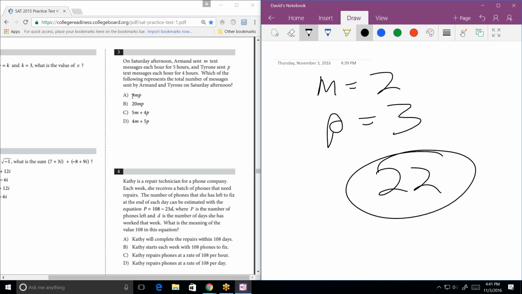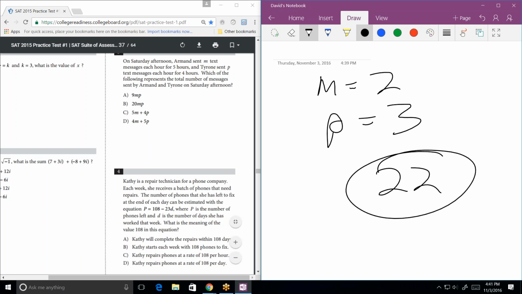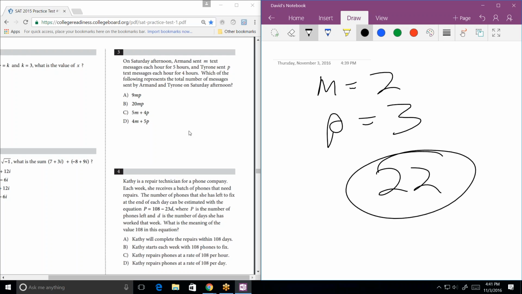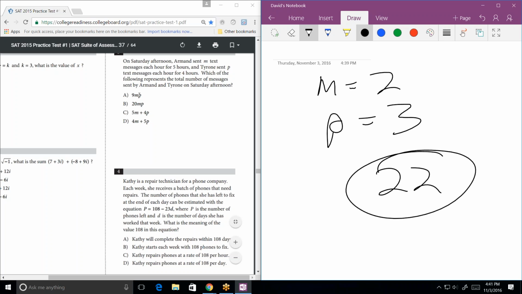Now I'm going to go through each of these four answers using an M of 2 and a P of 3 until I get 22. Notice the first one is 54. This one is 120. This one is the correct answer, 22. This one down here would be 8 plus 15, 23. So even without being able to put it into the formula directly like you did, I could still work it out.